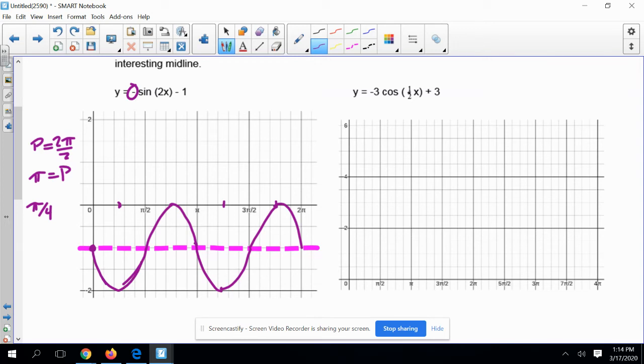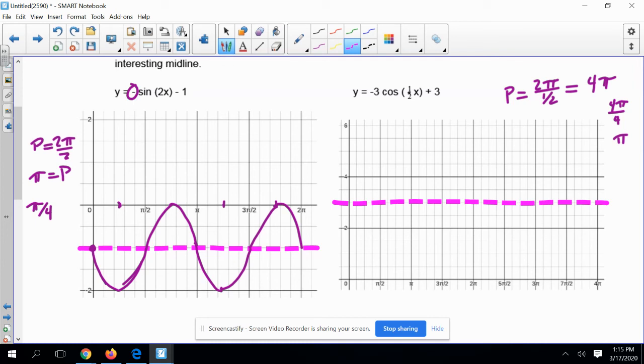So this one over here, period. P is going to equal 2 pi over 1/2 equals 4 pi. So our intervals are going to go by pi. 4 pi over 4 is pi. That's what we're dealing with. Our midline is 3.